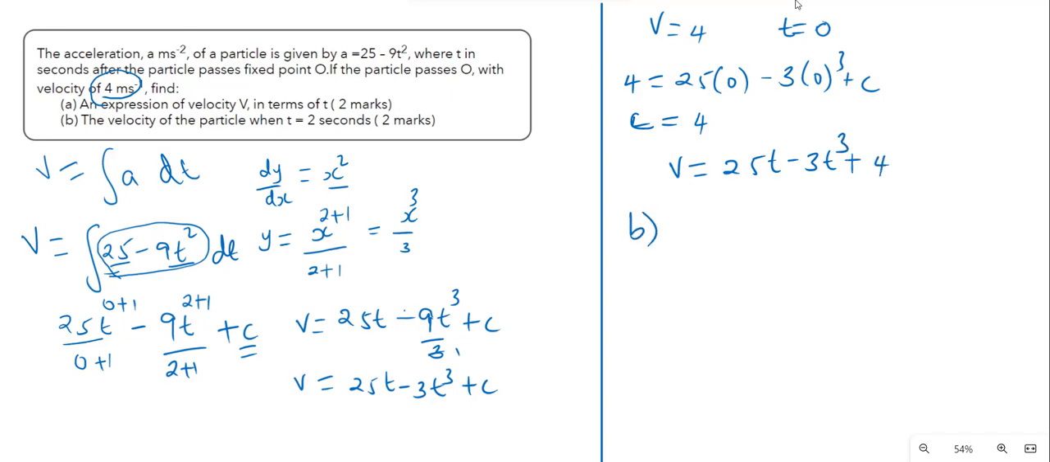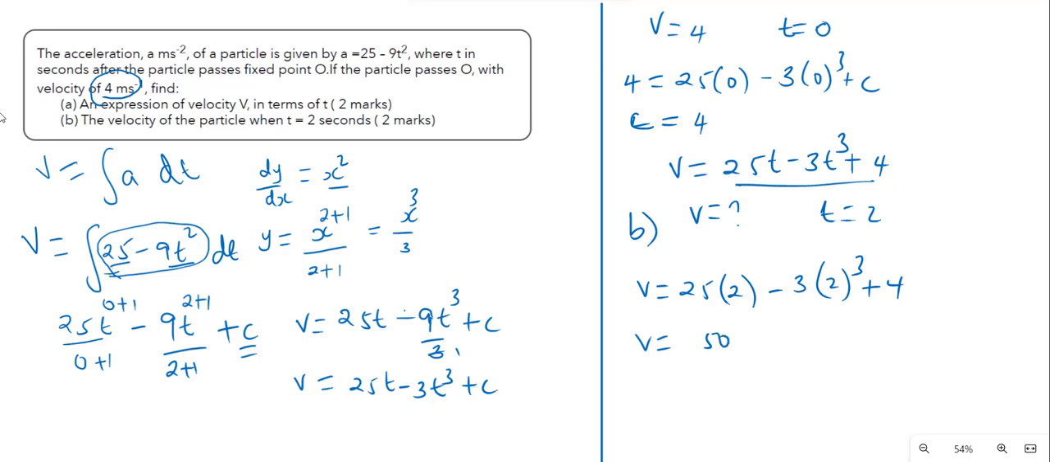Now for part B, we are supposed to find v when the value of t is 2. So we use this equation to get that. So v will be 25 into bracket, substitute t with 2, then minus 3 into bracket 2 cubed, then plus 4. So this is the same as 50 minus 2 cubed is 8 times 3, that's the same as 24, plus 4. So the value of v, that is velocity, will be 50 minus 20, which is the same as 30 meters per second.